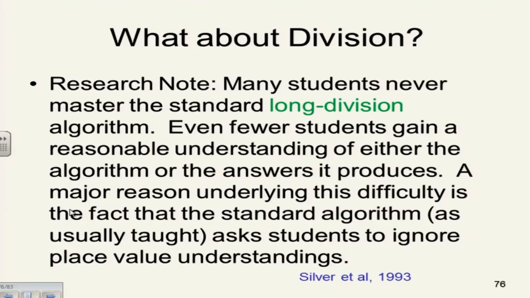One reason that this might be happening is that the standard long division algorithm is so streamlined that students, when they're doing it, are ignoring any kind of place value understanding. It's so streamlined and compacted that it obscures the real relationships, the real concepts that are the basis of that algorithm. And so it's extremely difficult to ever get to the point where students will understand it.